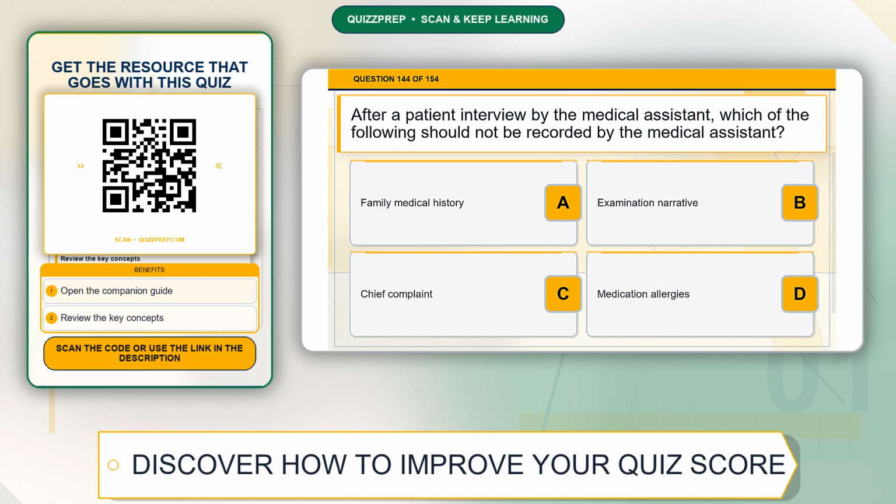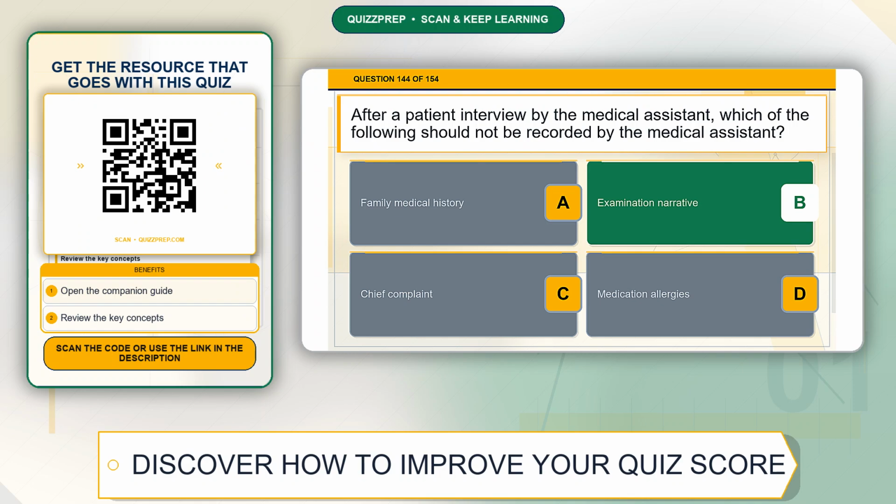Question 144. After a patient interview by the medical assistant, which of the following should not be recorded by the medical assistant? Option A, family medical history. Option B, examination narrative. Option C, chief complaint. Option D, medication allergies. The correct answer is option B, examination narrative.